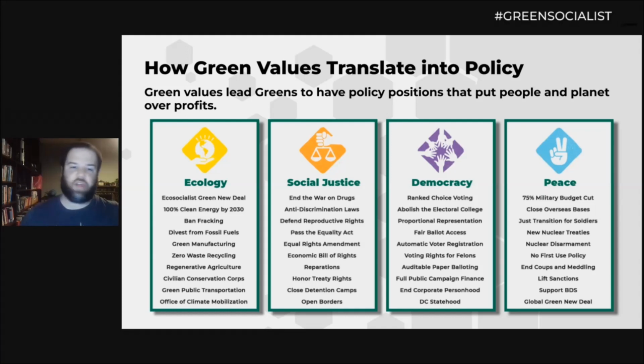Under social justice, we've got ending the war on drugs and putting in place anti-discrimination laws, defending reproductive rights, passing the Equality Act, the Equal Rights Amendment, an economic bill of rights like MLK talked about, reparations for African Americans, reparations and honoring treaty rights for Native Americans, closing the detention camps and opening the borders in terms of immigration policy. Looking at democracy, we've got ranked choice voting, abolishing the Electoral College, which in and of itself is an anti-democratic institution. Proportional representation, which is the real game changer.